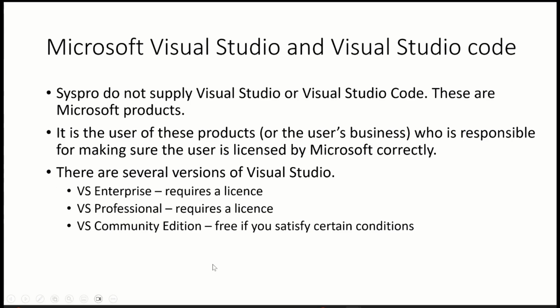So there are several versions of Visual Studio. There's the Visual Studio Enterprise and Professional, and these are targeted at professional developers and software houses making software for resale. And as you might expect, they require a full-blown license because you are writing software for commercial gain. And then there is a Visual Studio Community Edition, which is free if you satisfy certain conditions. And this is typically for students and people learning or people not creating software for commercial gain.